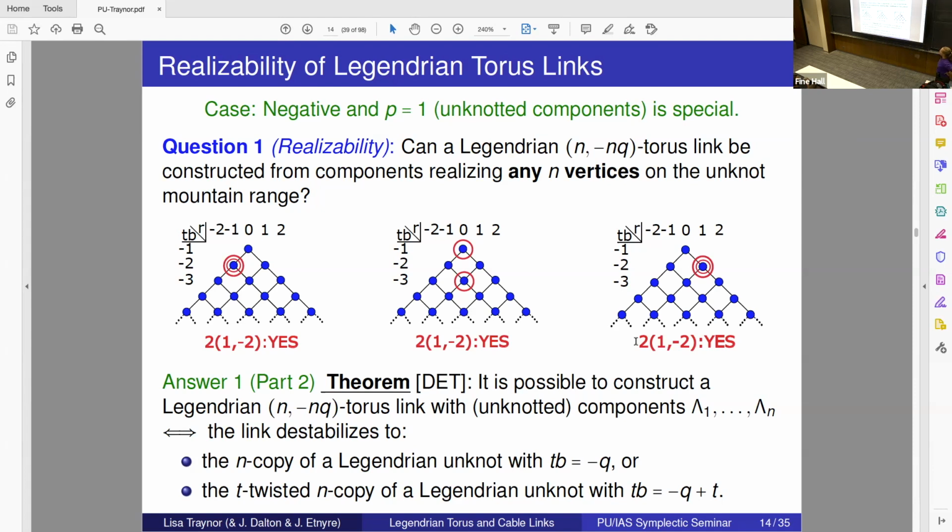So are these all, everything you're talking about, are they all simple? That's the next question. First, just can you realize? You mean simple in the sense of... So here, are we asking, is the realizability question: can I always realize this combination of Thurston-Bennequin numbers for the components? Okay. And here's a picture.